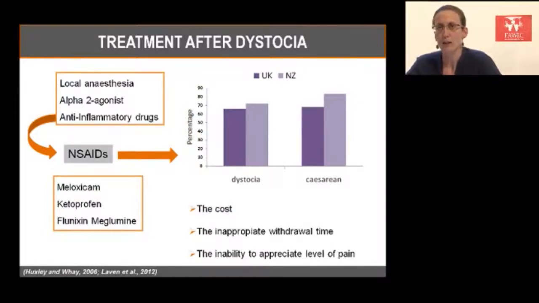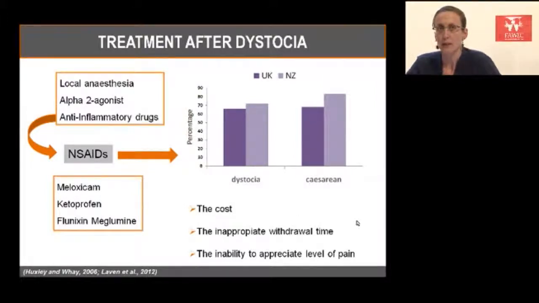Contrary to that, it seems that farmers don't use this kind of drugs a lot, and probably the reason is the cost, or also the inappropriate withdrawal time, or finally, maybe the inability to appreciate the level of pain.